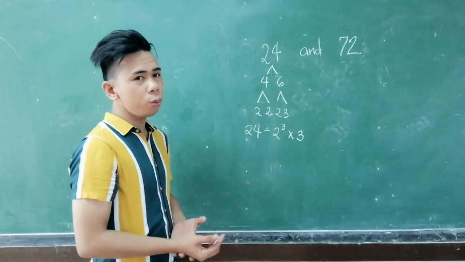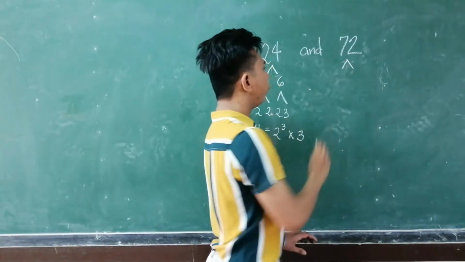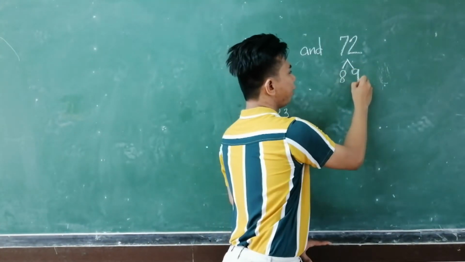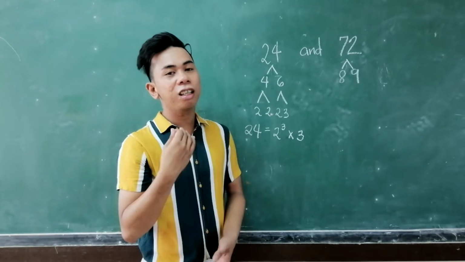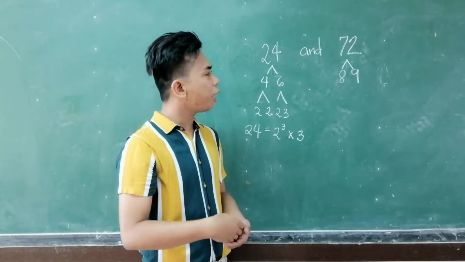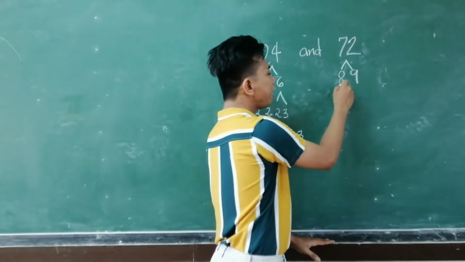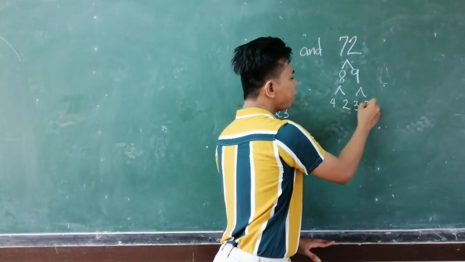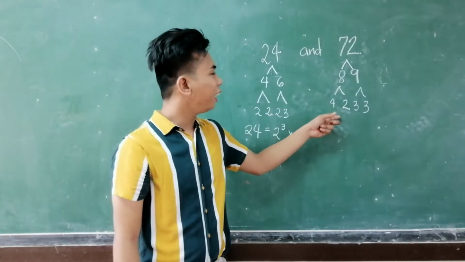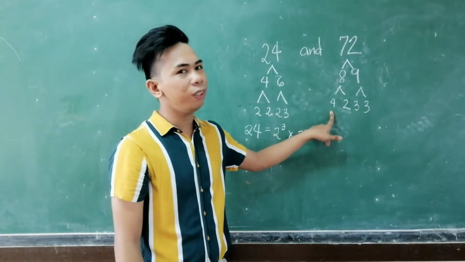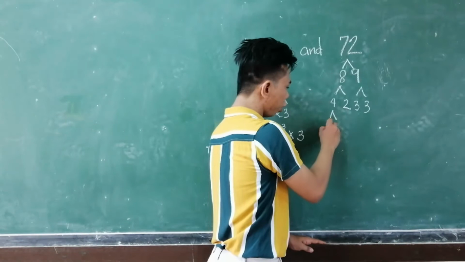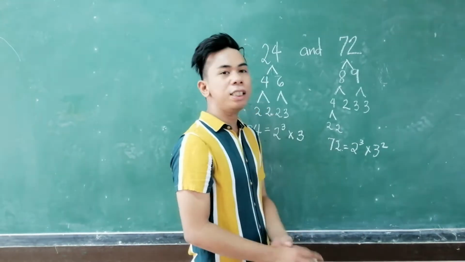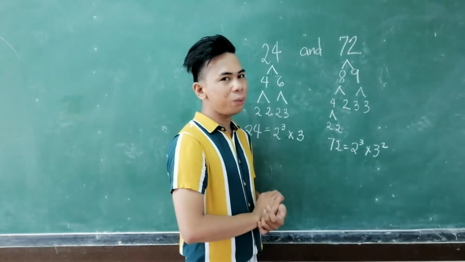What about 72? So we have here 72. 72 is a product of 8 and 9. And then we simply find the prime factors of 8 and 9. So 8, of course, is 4 times 2 and 9 is 3 times 3. Since 4 is also a composite number, its prime factors are 2 and 2. Therefore, we can write 72 as 2 cubed times 3 squared.